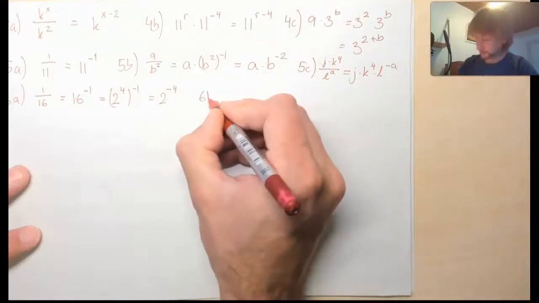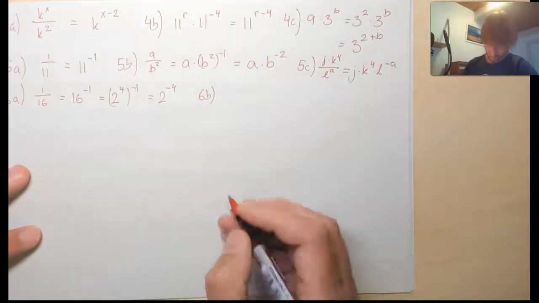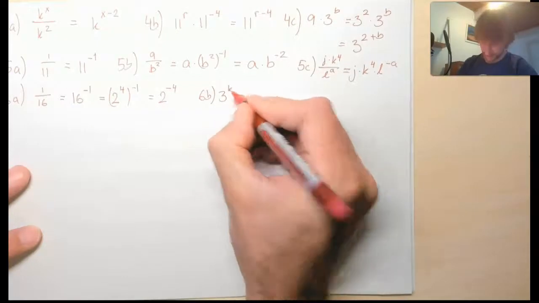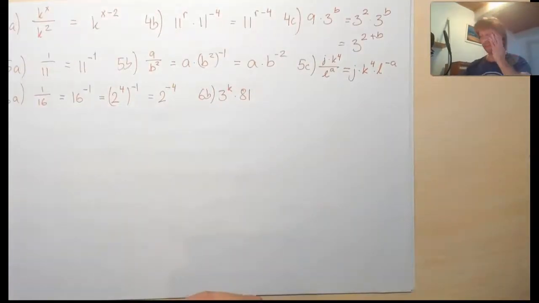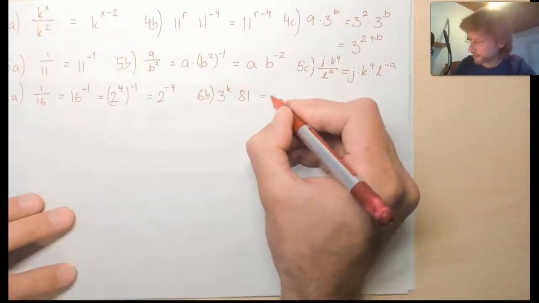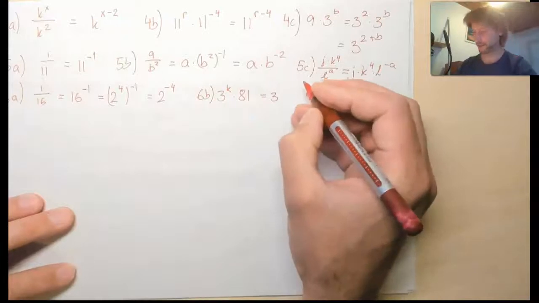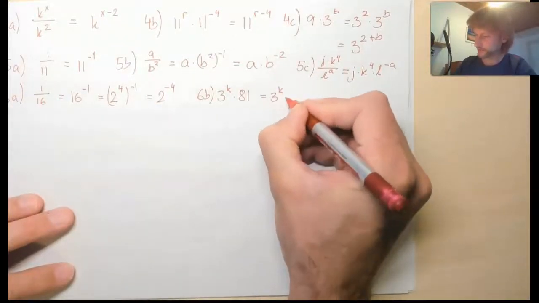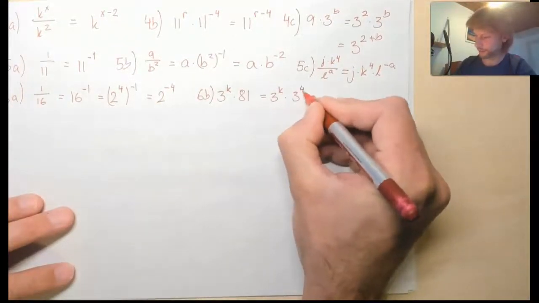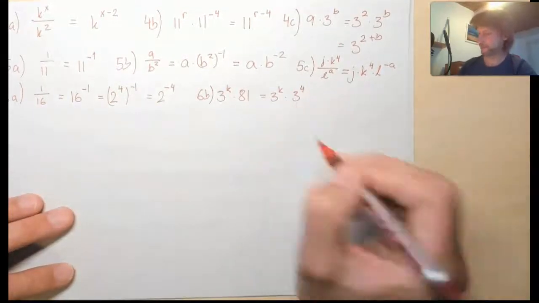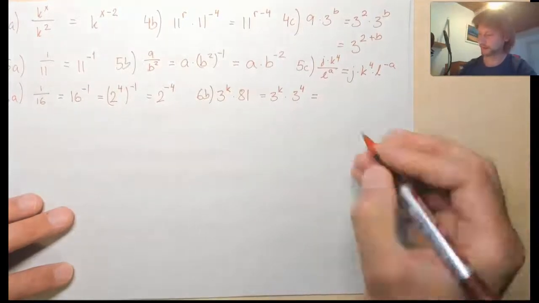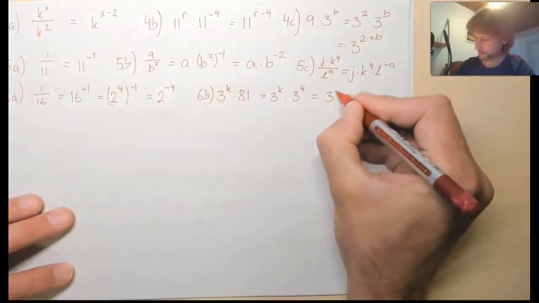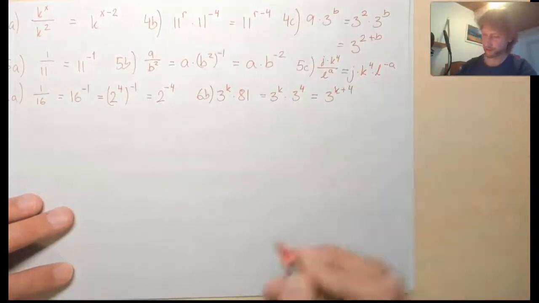6b, we have 3 to the power of k multiplied with 81. And we recognize 81 as the square of 9, or, since 9 is the square of 3, we have 3 to the power of 4. And then we have 2 powers of 3, where we can add the exponents, so it's going to be 3 to the power of k plus 4.